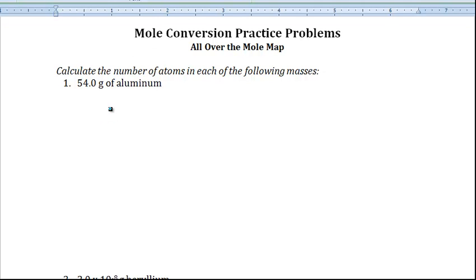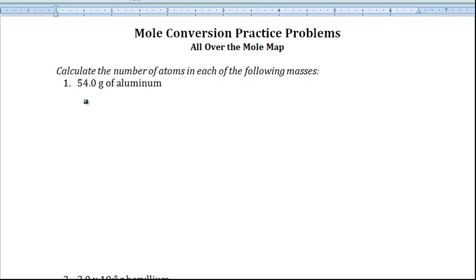Okay, welcome to the worksheet, mole conversion practice problems all over the map. In this worksheet we're going to get some good practice with making conversions among all four of the places on the subway map. Alright, so number one, 54 grams of aluminum.